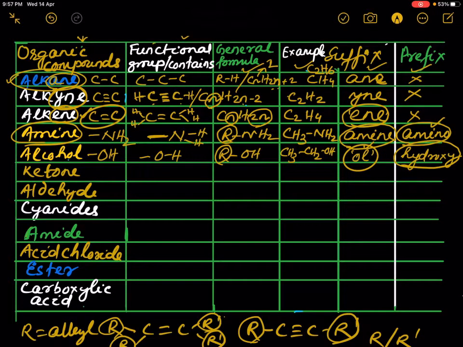For ketone, the functional group is CO. In expanded form, we can write like this. It is a bivalent functional group because there are two bonds which are connected to two alkyl groups on two different sides. You can write like this also. This is known as carbonyl carbon. General formula will be RCOR'. Here R and R' may be same or different, but here R and R' are not hydrogen atoms.